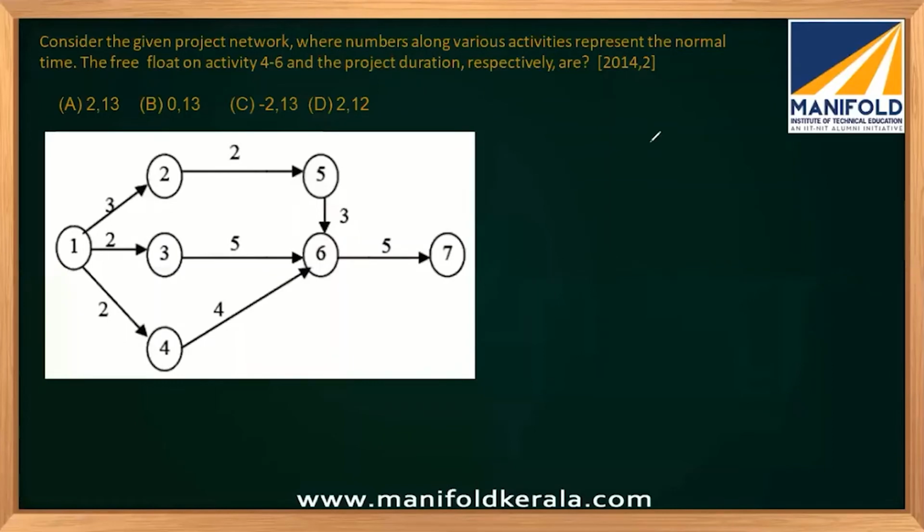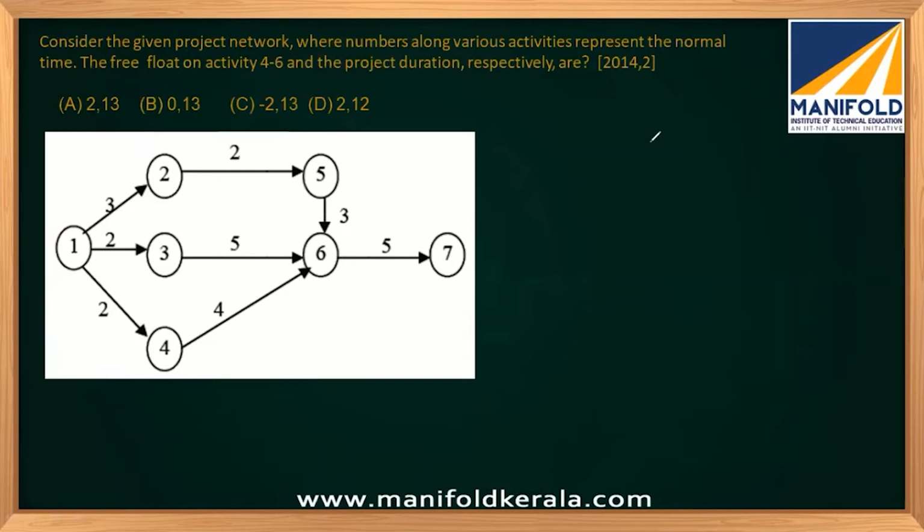This is a question which was asked in GATE 2014 for the ME paper for 2 marks. It's a multiple choice question. Basically what it asked is, what is the free float for 4 to 6 and the project duration? Project duration is nothing but the length of the critical path. So we need to find out the critical path.